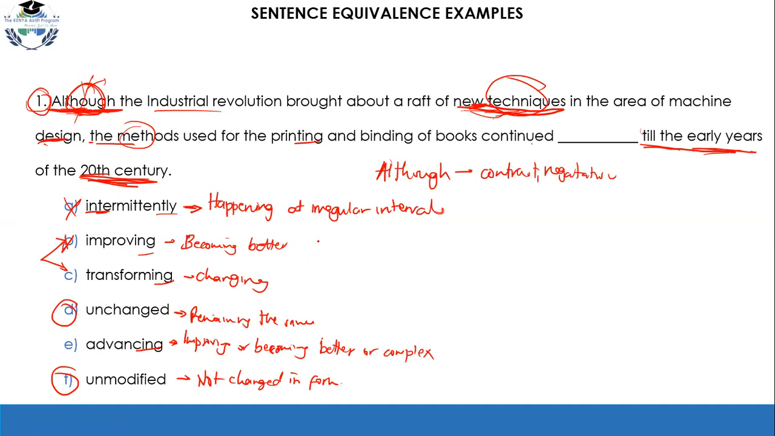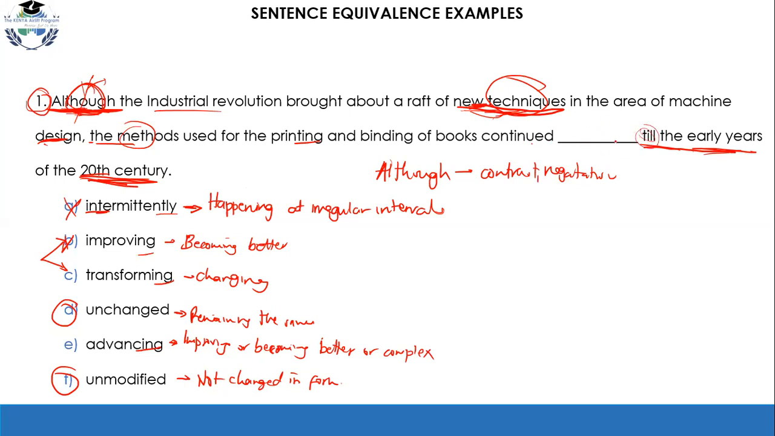Yeah, thanks. All right, so the answer would be: although the Industrial Revolution brought about a raft of new techniques in the area of machine design, the methods used for printing and binding of books continued unchanged until... if you don't want to read this "till," you can always read it as "until."